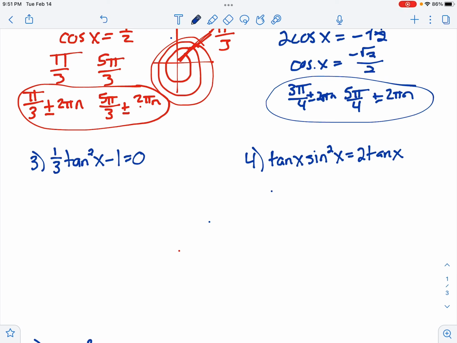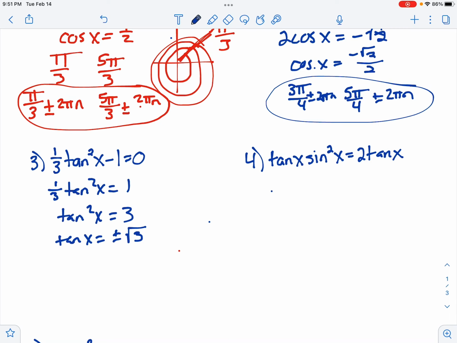I'm going to add 1 to both sides. Multiply by 3, so we have tan squared of x equals 3. This one's a little bit different because we have to square root both sides, and when we're solving and we square root, we have to remember our plus and minus. So we have plus and minus the square root of 3.